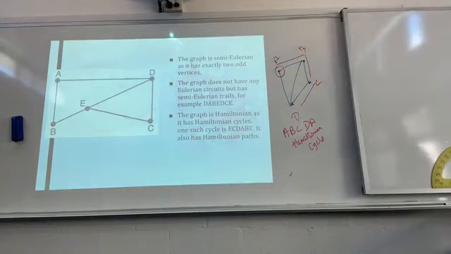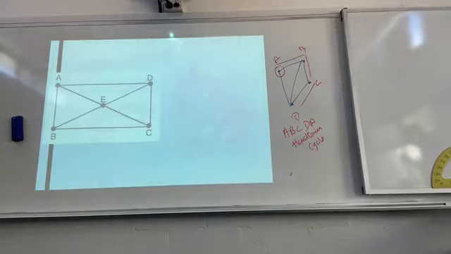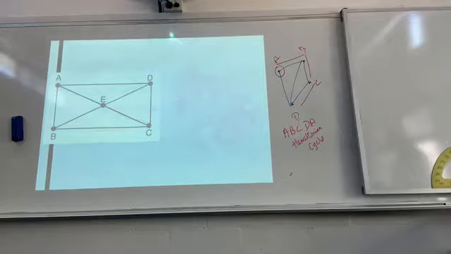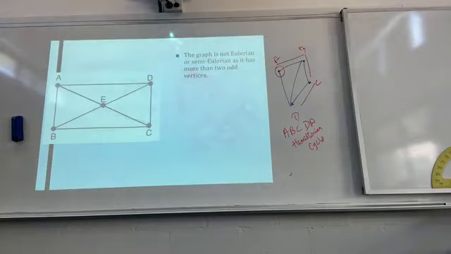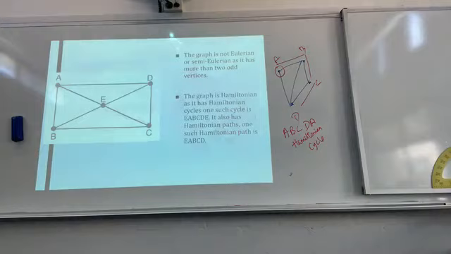What about this? Could it be Eulerian? How many odd? There's one odd, two odd, three odd, and four odd. So it cannot be Eulerian or semi-Eulerian, because there are more than two odd vertices. Yes, it's Hamiltonian. It has a Hamiltonian cycle. It can go from E, B, A, D, C, and E. All right?